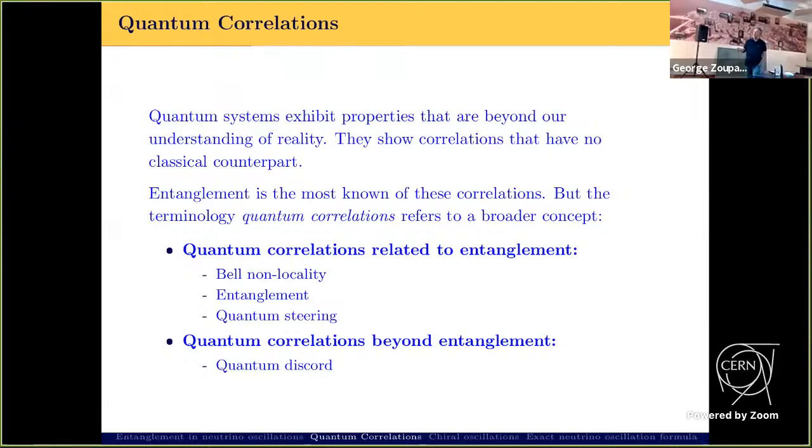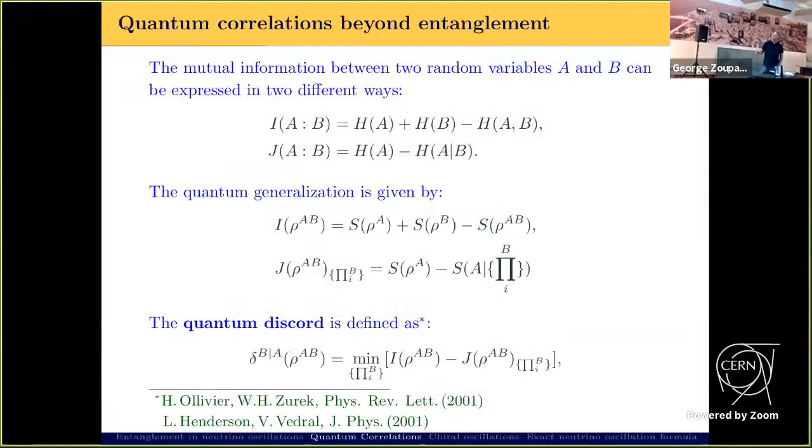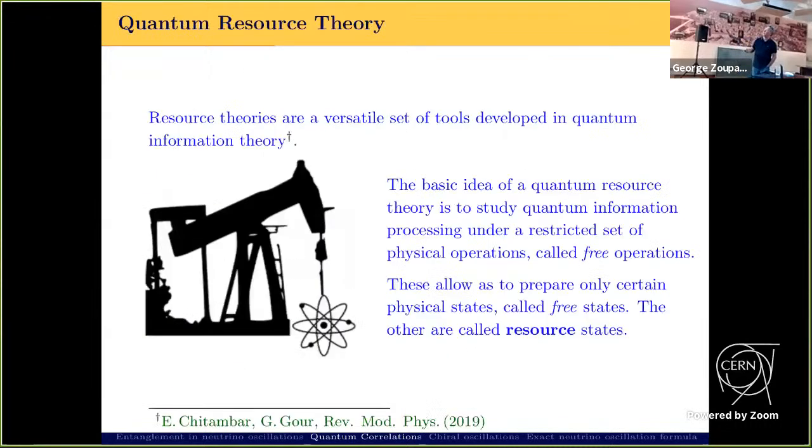For example, Bell nonlocality, quantum steering, and entanglement are one family. Quantum discord is a completely different beast. It's a quantum correlation discovered by Zurek and Vedral some years ago, which arises even when you don't have entanglement. This is very interesting, but I will not talk about this. One should be careful with measures because they are also very delicate: you distinguish pure states, mixed states, multipartite entanglement, etc. There is a lot of stuff.